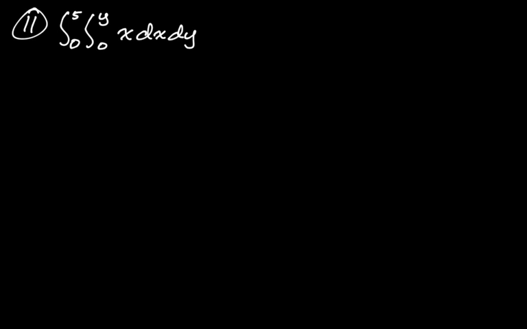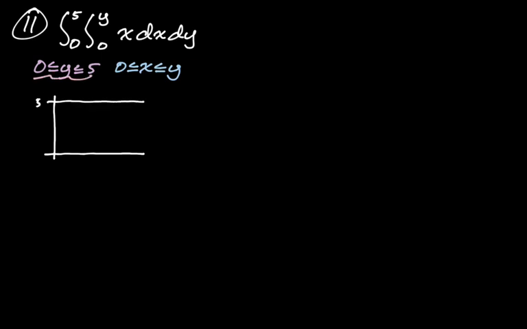Okay, there's nothing unusual about this. First, our y bounds are 0 to 5 and our x bounds are 0 to y. I prefer to think of that as y equals x, even though it's like x equals y. Sketch the region. So y is going to go from 0 to 5. So we just have a line up here. And then x goes from 0 on the left to y on the right. So y equals x looks like this.